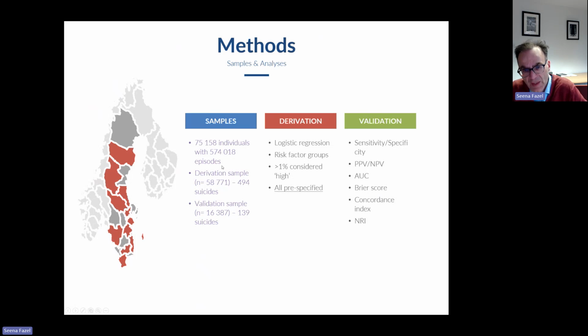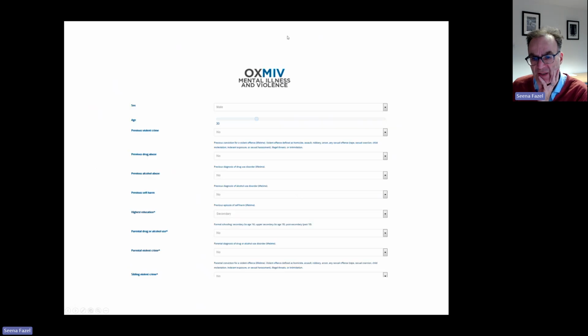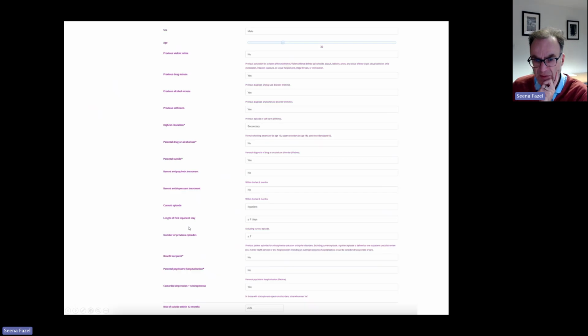and looked at developing or deriving the samples. This is for the suicide study, but the same applies for the violence study: deriving in half the population, validating in over half, and validating in a different geographical region, and using different methods. So this is an example of the tool for Oxmith, where you've got a drop-down menu. It's got 14 items, and at the bottom is a probability score. Here's Oxmiz, which is the suicide tool, and here you can see the probability score. And it cuts out for suicide at over 5%, because after 5% it becomes a little bit unstable. With Oxmiv, it cuts out at over 20%.